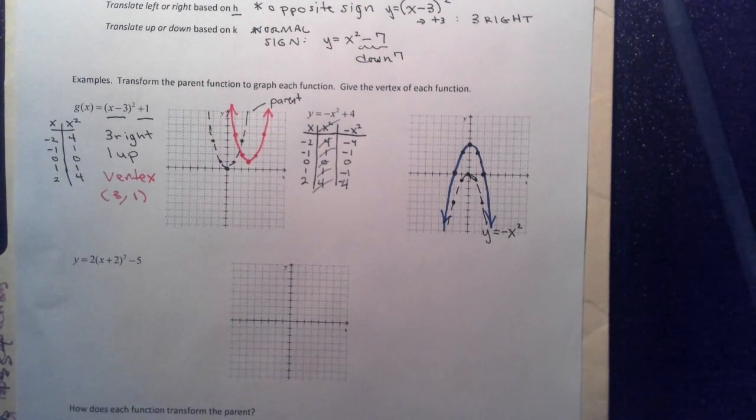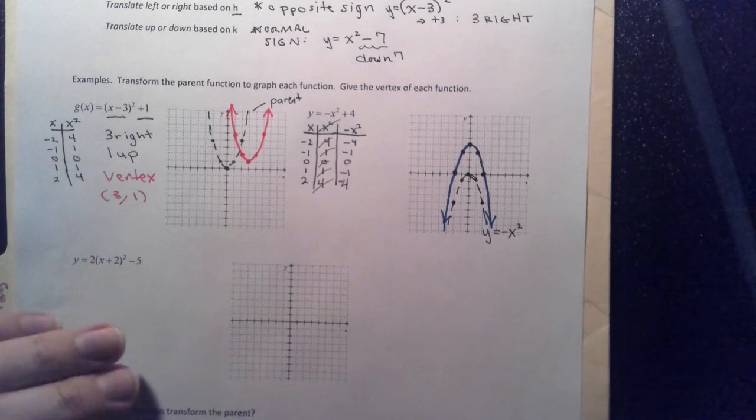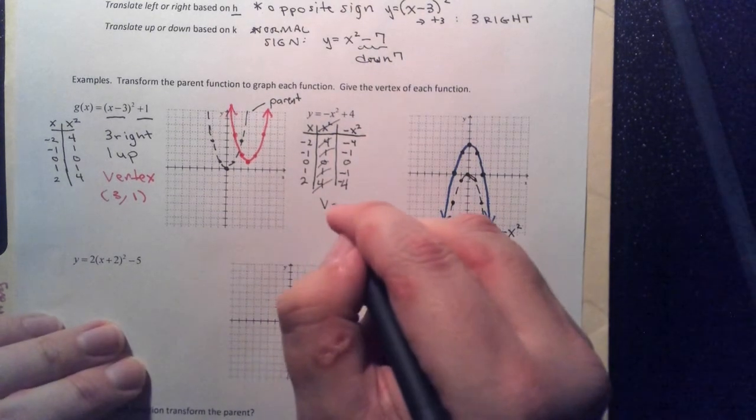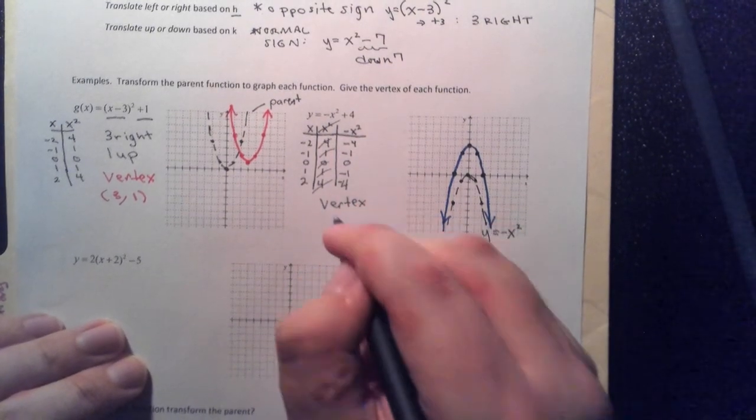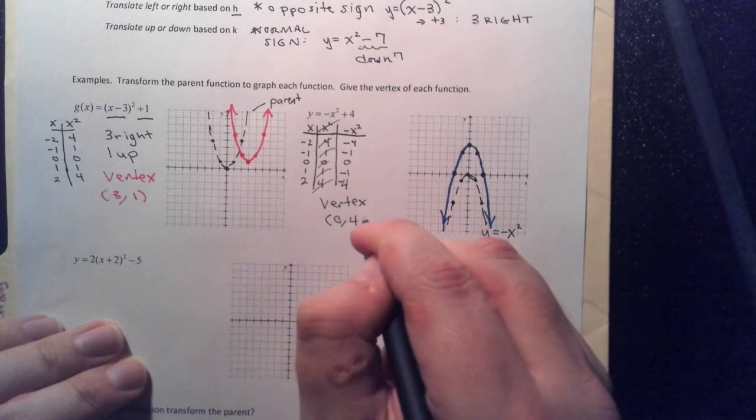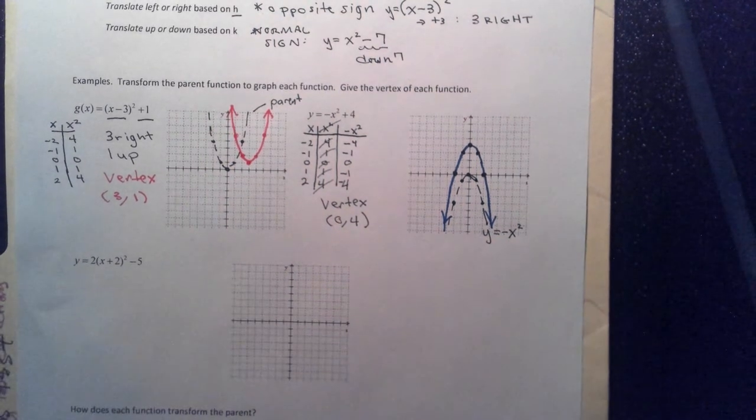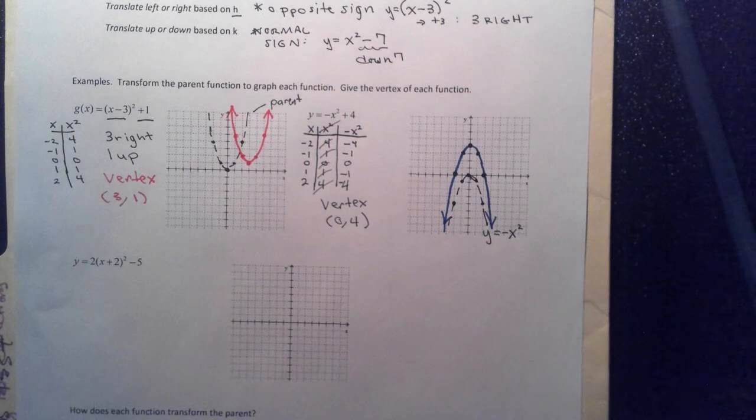That's my function right there. Its vertex is at 0, 4. And it's opening down because there is a reflection.